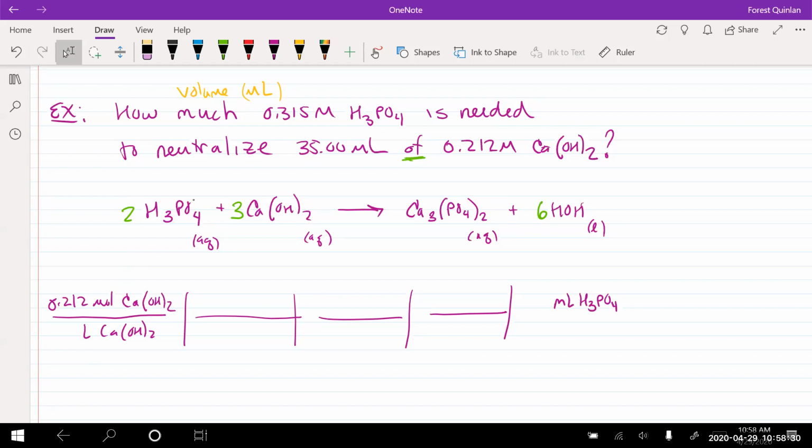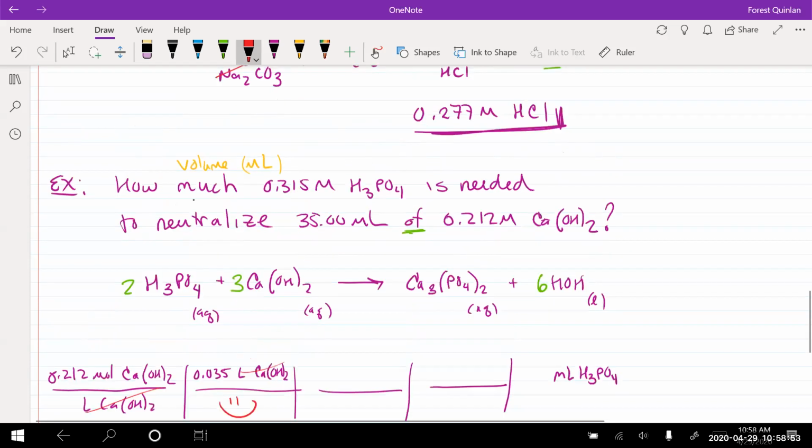Now, again, going back to the problem at hand, we're going to do that of, we're going to multiply. So I'm going to take that 0.035, I'm just going to leave off the zeros, liters of calcium hydroxide. And again, since I don't need to do anything here, I'm done with that calculation because all I needed to do was get rid of my liters.